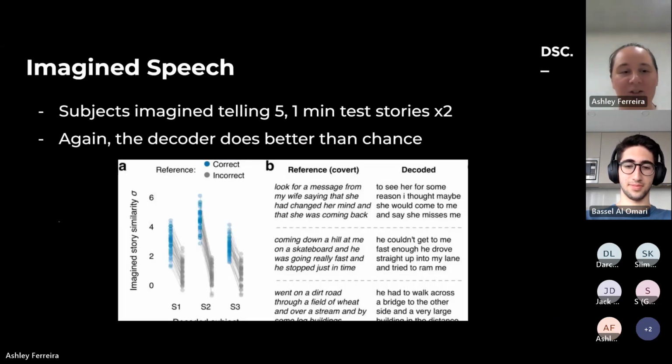So then imagined speech. This is when people are imagining they're doing something, like they're saying something. So here they're telling stories, and they all told 5 one-minute stories twice. So they got 2 recordings of each one of these stories. And then again, the results are not as strong, but they show that the decoder is able to guess the meaning of the story better than chance, which was really cool to see.